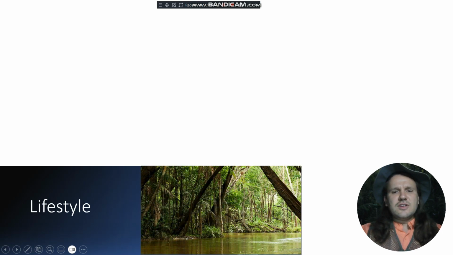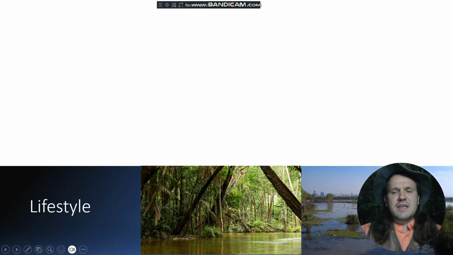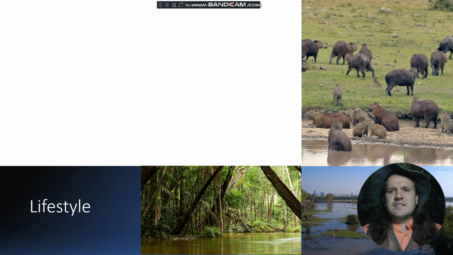But now let's talk about their lifestyle. Now, in terms of their habitat, these creatures are meant to be thriving along permanent sources of water, whether it's a lake, a river, or a pond. Wherever there's water, from jungles like in the Amazon to flooded plains and flooded savannas, wherever there's water, these creatures call home.